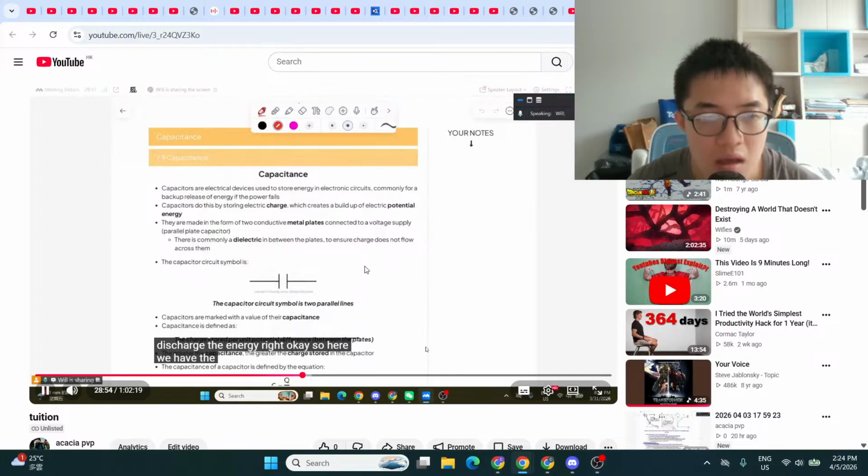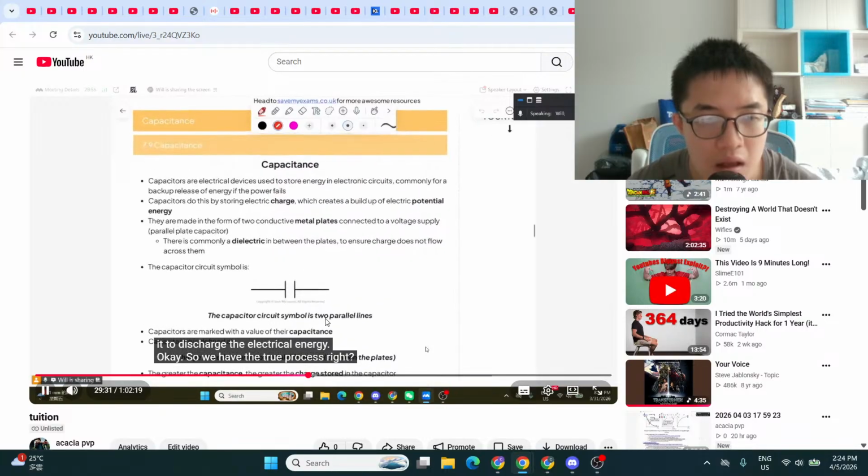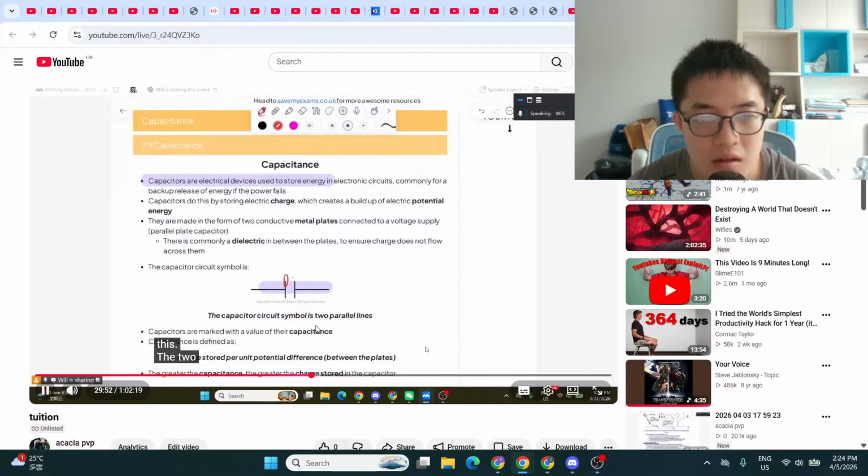Okay, so here we have two processes with the capacitor. The first process is that we can use it to charge the capacitor, to charge the stored electrical energy, right? And after we have charged the energy, we can use the electrical energy. Maybe sometimes we can use the capacitor to discharge the electrical energy. So we have two processes, right? Understand that? Okay, so a capacitor can be used to store energy, or to discharge the energy, right?